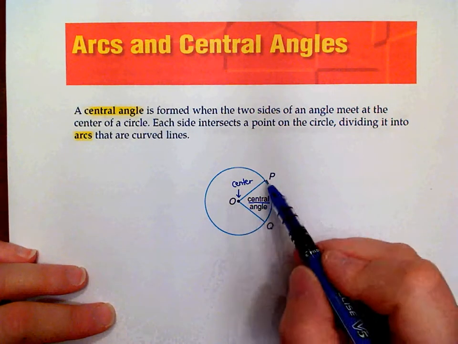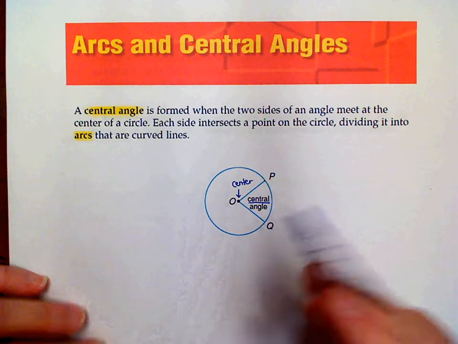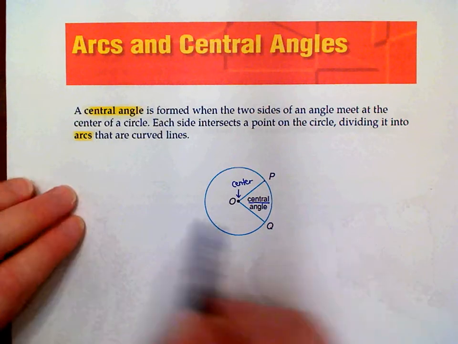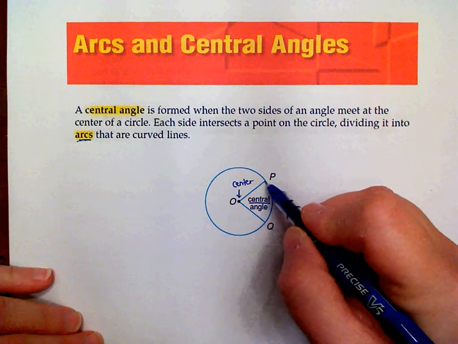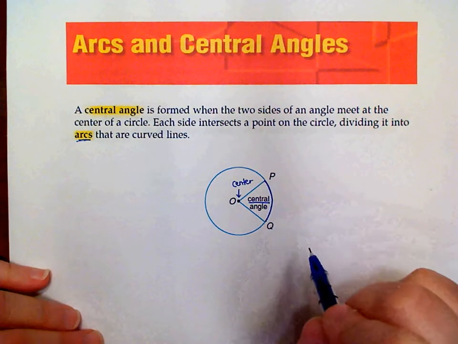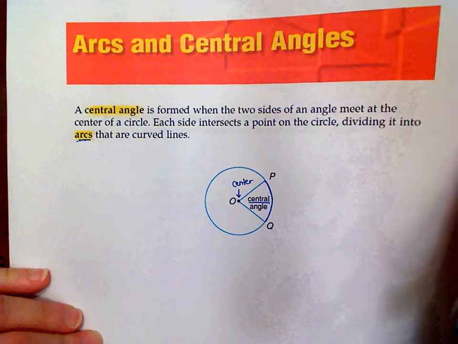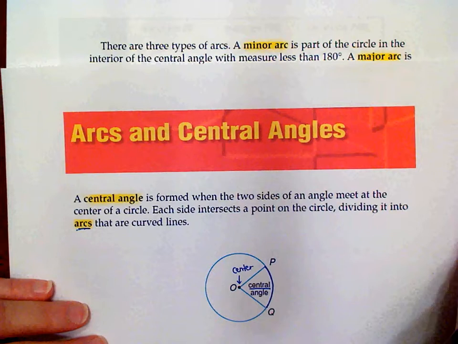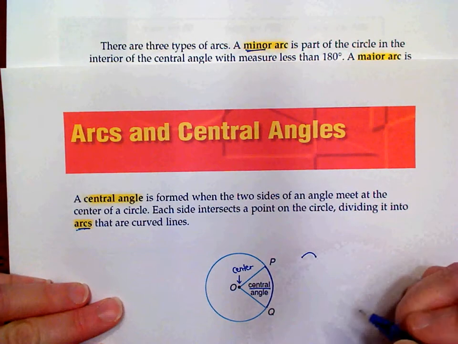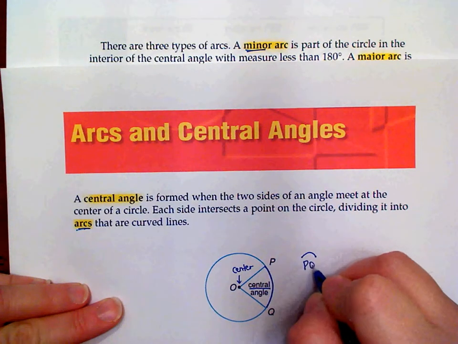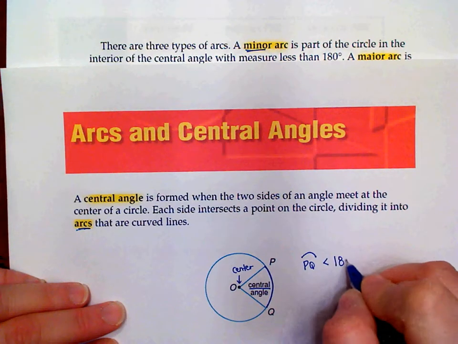Now, when we start putting points on the circle itself, we're dividing that distance around into pieces, and those pieces are called arcs. For instance, the distance between P and Q along that circle's edge is called an arc. We have different names for different types of arcs. The first one you need to know is called a minor arc. Arc PQ, this is the symbol for an arc, it looks like a little arc. Arc PQ is called a minor arc because it is less than 180 degrees.